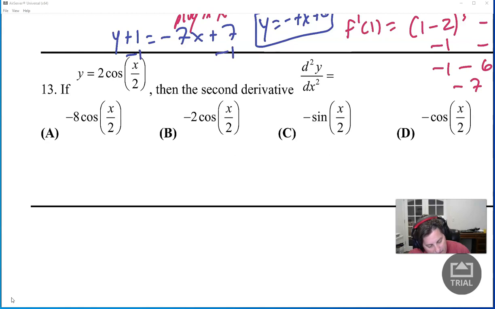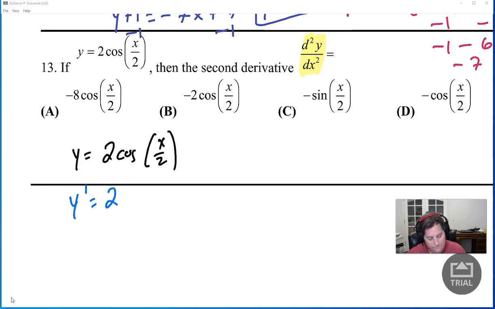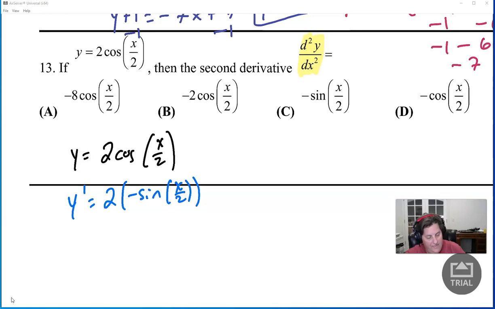Now, for 13, we are looking for the second derivative. All right? Looking for the second derivative. And so I'm going to go ahead, let me write this down here. And let's get ready to start taking some derivatives. Now, the derivative of cosine is negative sine. And then I have to take the derivative of the inside.